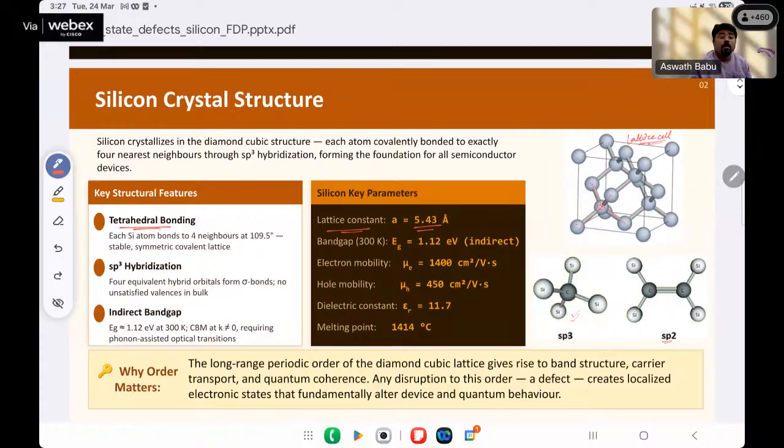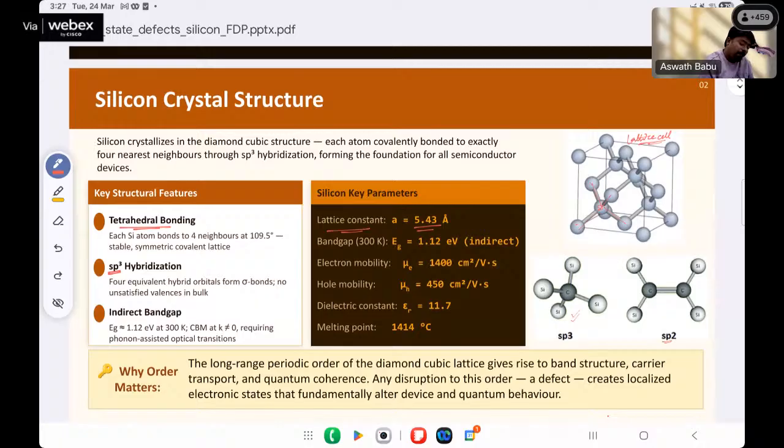Four covalent bonds are formed for each silicon at the center. So sp3 hybridization means it involves one s orbit, four p orbits. It is represented as sp3.